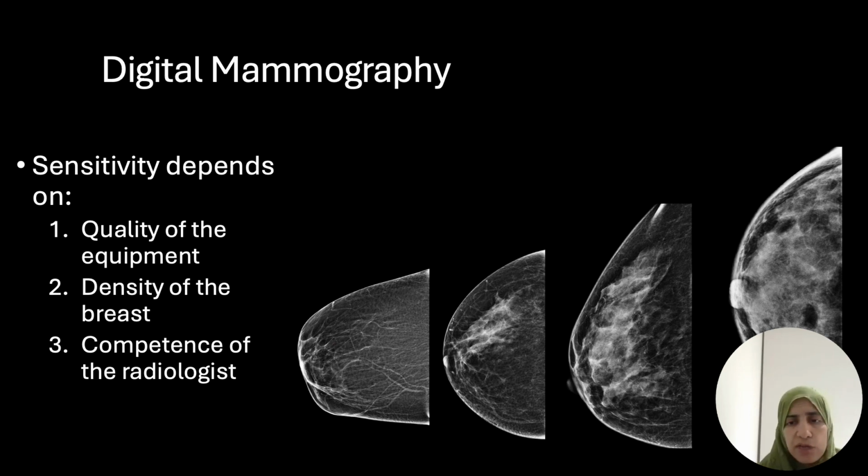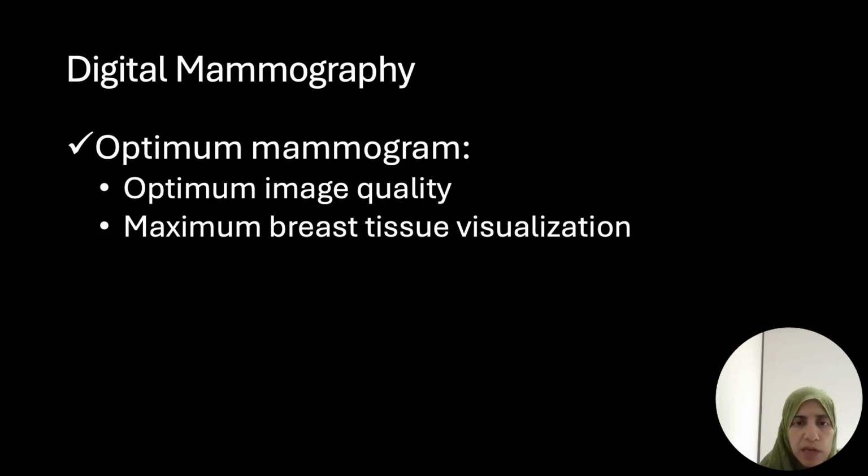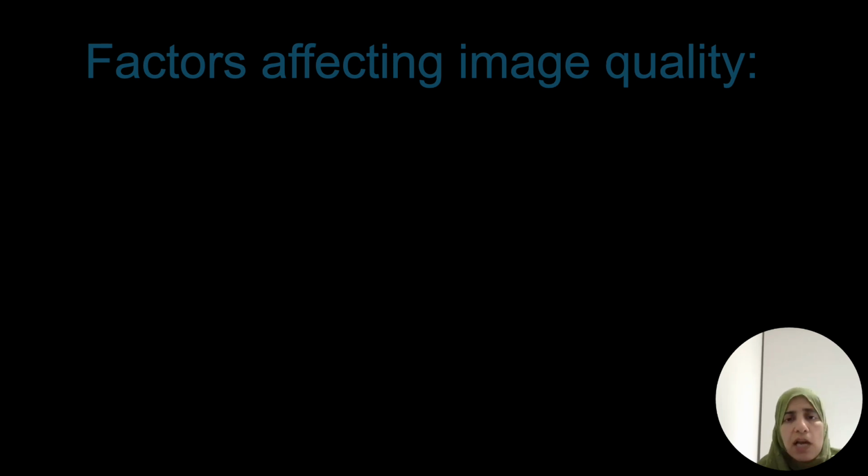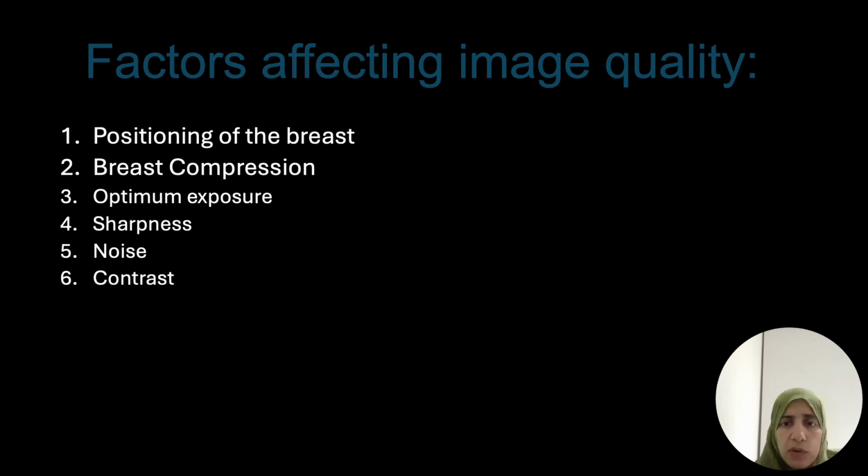And the sensitivity of detecting cancer in digital mammography really depends on the quality of the equipment, the density of the breast, and the competency of the radiologist reading it. So an optimal mammogram has to have optimal image quality with maximum breast tissue visualization. The factors that affect the image quality are many. The positioning of the breast and breast compression are 2 important factors that really vary from one patient to another and from one technologist's experience to another.